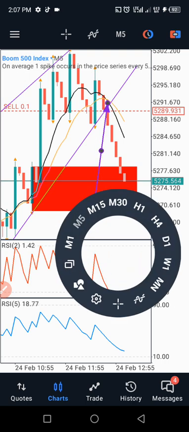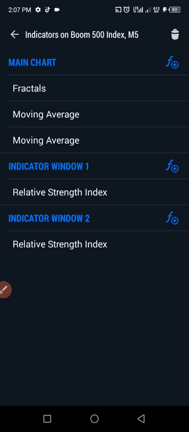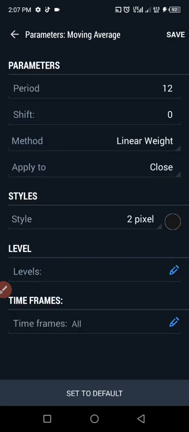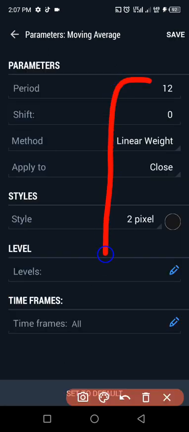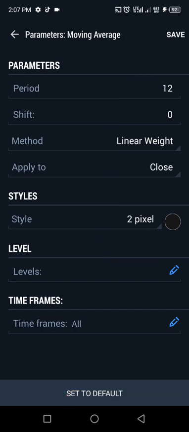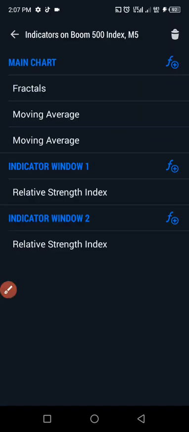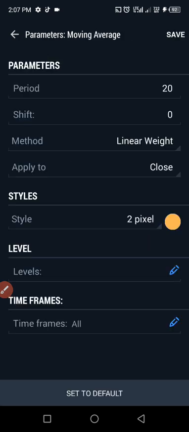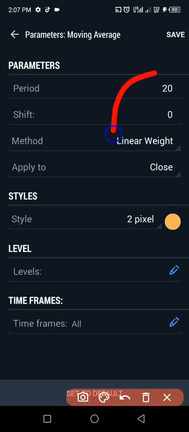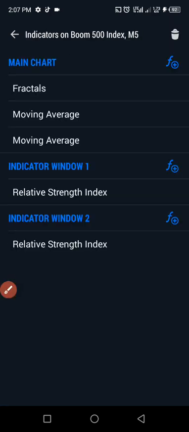To be able to add this indicator, this is the first moving average. You insert the parameters here the way I have it on my screen, and then you tap on save. And for the second moving average, you add the same parameters you see here on my screen, and then you tap on save.